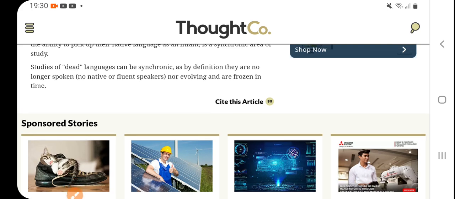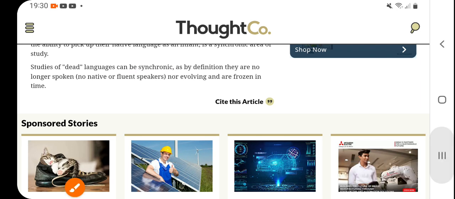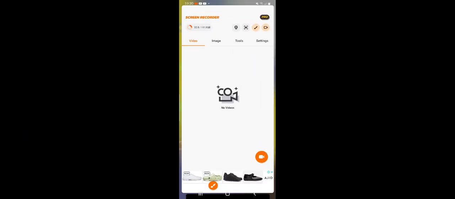Then studies of dead languages can be synchronic, as by definition they are no longer spoken, have no native or fluent speakers, are not evolving, and are frozen in time. So for dead languages, that's a synchronic study, because we study them at that particular time. So that is a little information about synchronic.